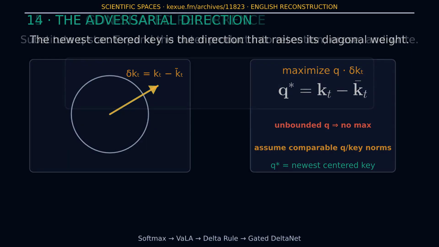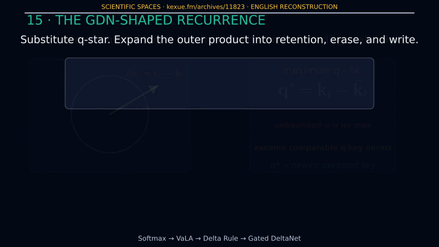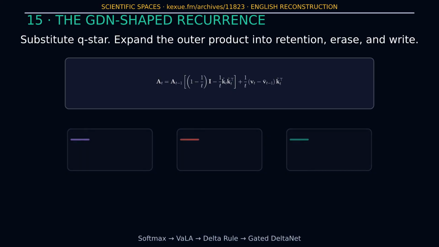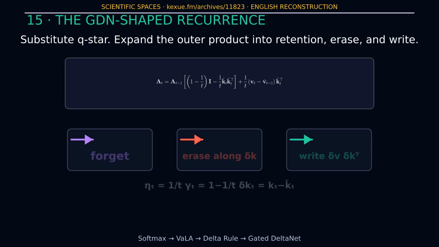Insert that centered key substitute into the matrix recurrence. The residual becomes v_t minus the previous mean minus A_{t-1} times the centered key. Expanding the outer product gives two pieces. First, the old state is multiplied on the right by 1 minus 1 over t times identity minus 1 over t times centered key transpose. Second, a new centered value is written with 1 over t times centered key transpose. This is the decisive reveal. The state forgets and erases along a key direction, then writes the new value along that same direction.